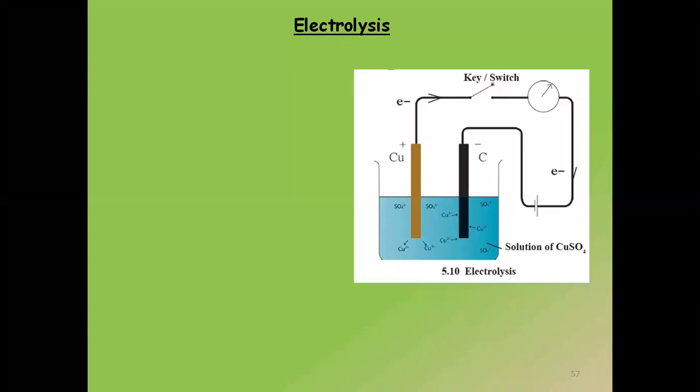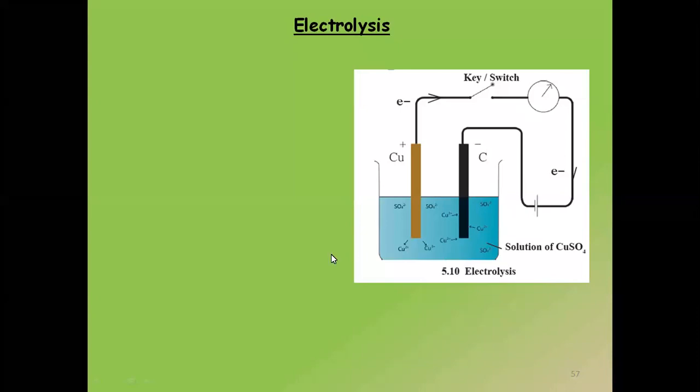We connect it to the power supply and we keep a switch and an ammeter or a voltmeter to read the readings. And there is a flow of electrons, as you can see in the direction. Anode is donating the electron and cathode is accepting the electron. Remember this. Anode, which is positive, is going to give away the electron, which is being accepted by the cathode.